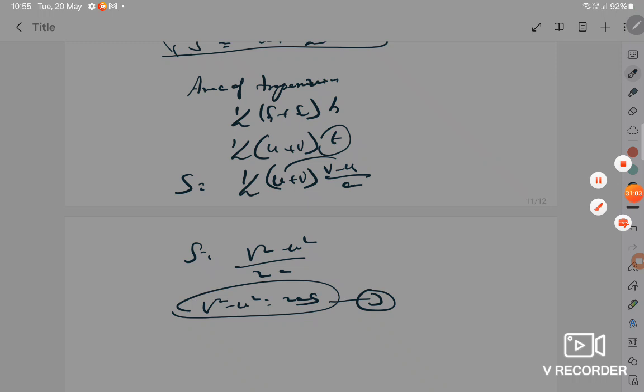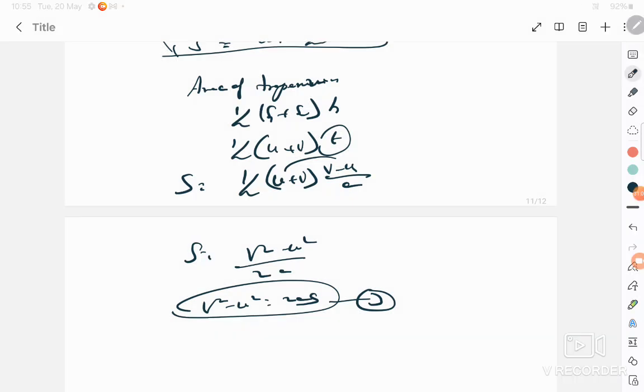So these are the three equations of motion you should be very clear about. And after that, I'll be doing various graphs and stuff. We'll become thorough with this, and then we'll proceed with the next in the next video.